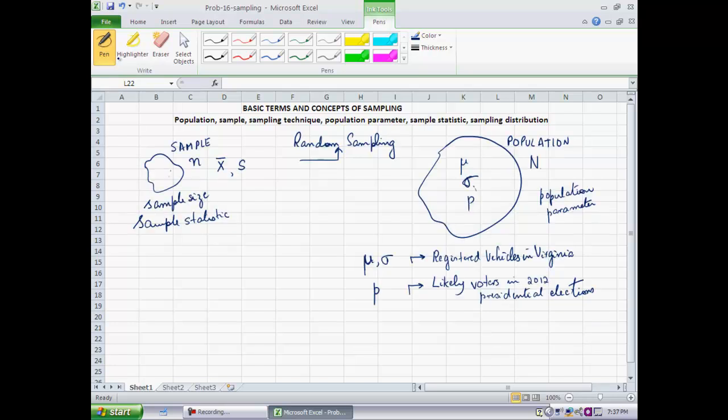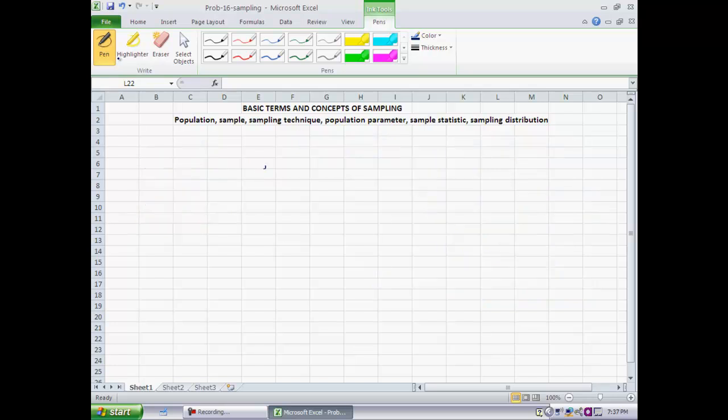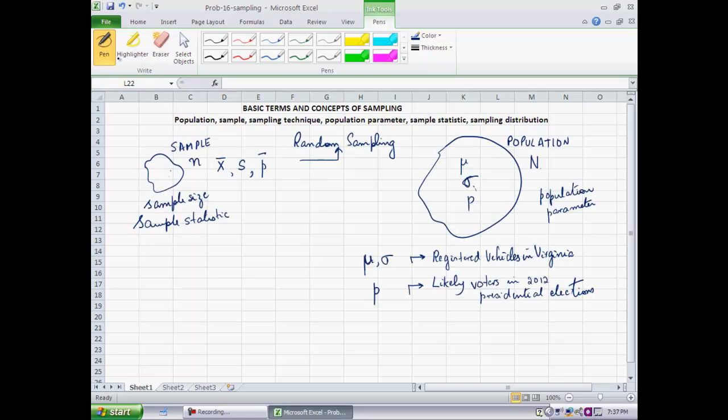And if I want to know the proportion of likely voters who might vote for candidate Romney, then I would measure the sample proportion. In other words, let's say I picked 100 likely voters as my sample. I would ask each of them, would you vote for candidate Romney? Each person would say yes or no, and based on that I would get a proportion from the sample. These measurements that I do on the sample are what are called sample statistics.